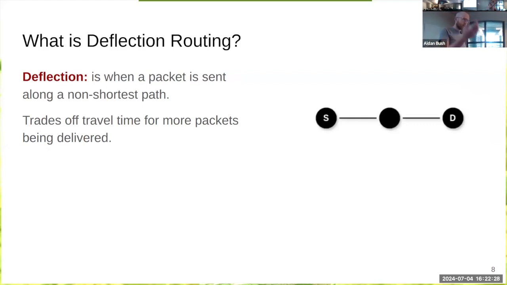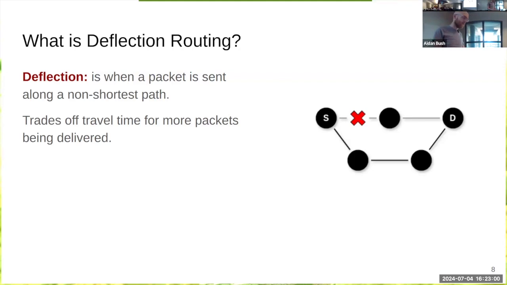So deflection is pretty simple. Let's say you have a source and a destination here. You'd ideally send it along the shortest path, but sometimes that's not possible. Let's say for whatever reason this link isn't available, so you can't send it there. Instead, you might take a longer path, and sending it not along that shortest path is called deflection. The idea is that it'll take longer, but it'll still arrive. So you're trading off time for delivery, and we're going to assume that's a fair trade-off that you want to make.